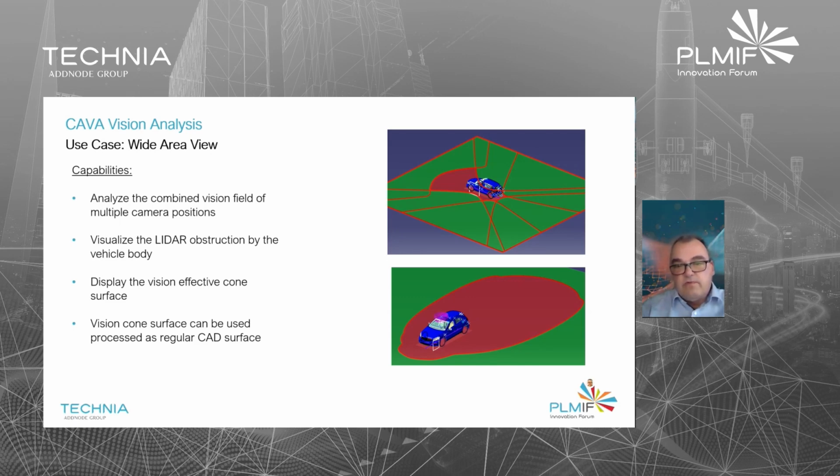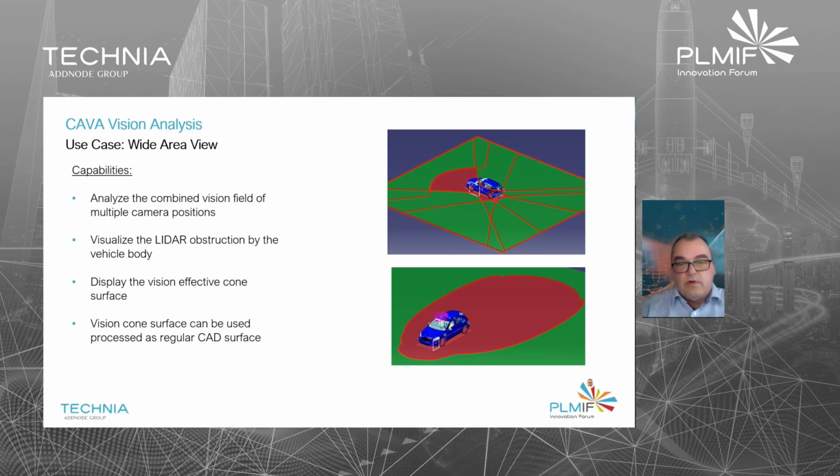You see the individual vision boundaries of each camera, but CAVA can also combine a set of sensors into a combined vision analysis. So the green area you see is the area visible by the combined vision of all cameras, and the red area you see is the area that is not covered by any of the cameras.